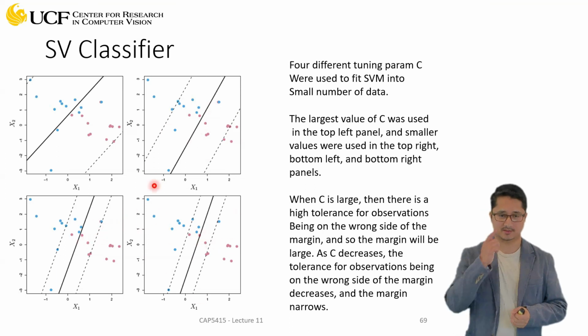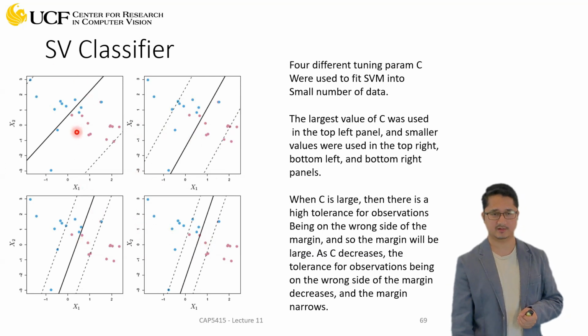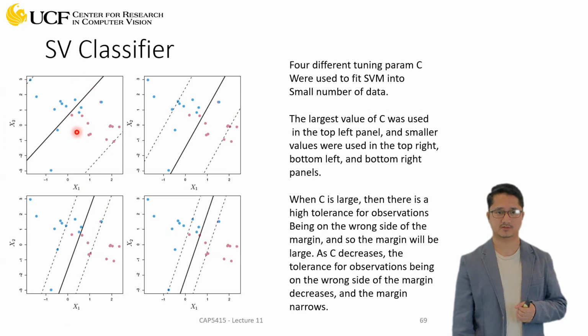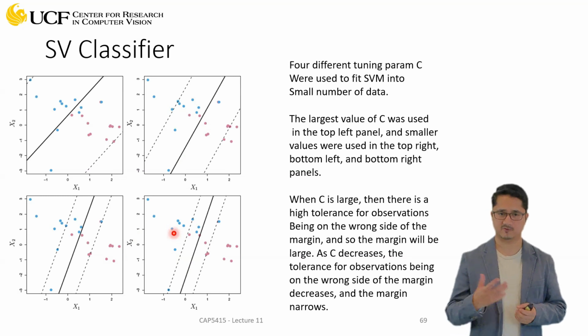And again, it's hard to say which of these is correct. Of course, this is wrong. We can clearly see the value of C is too high. But the other ones, again, we can say it's too high because most of these samples are within the margins. But between these two, it's hard to say which one of these is better.